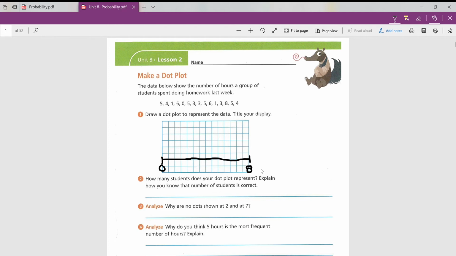So step 2, the next thing you're going to do is put the dots on the corresponding numbers. So you're going to go down your numbers and put them where they're supposed to be. When you have your numbers, you're going to put your dots, and you should have something like that. Okay, so once you get all of your dots on there, you should be able to answer the rest of your questions.